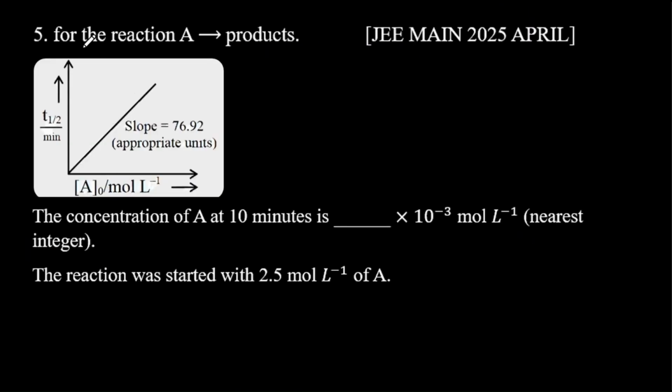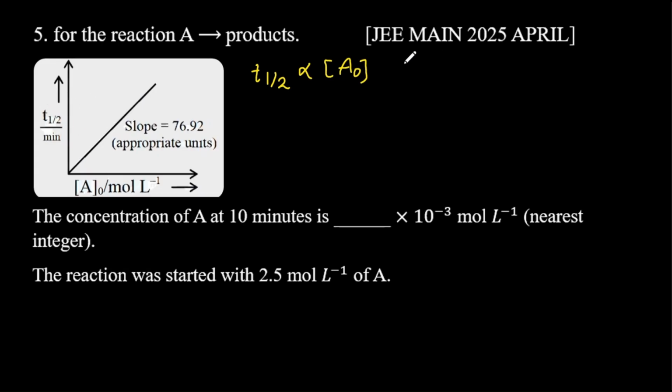The next question is, for the reaction A gives products, a graph is given in which T half and concentration of the reactant is given. If you see the graph, it is a straight line. So it shows that T half is directly proportional to the initial concentration. So they have a direct relationship. That is, if the concentration of the reactant increases, then the half-life time also increases.